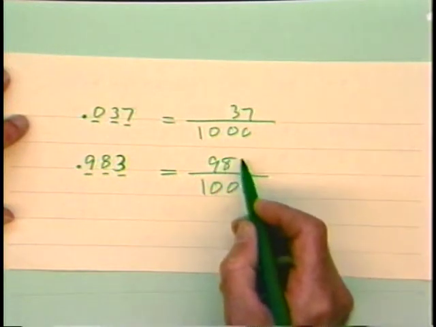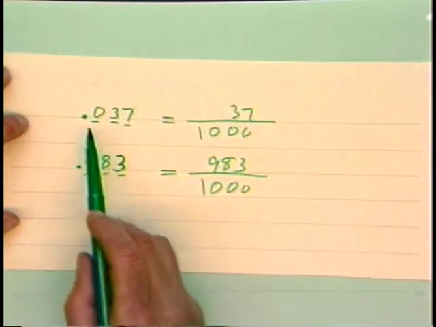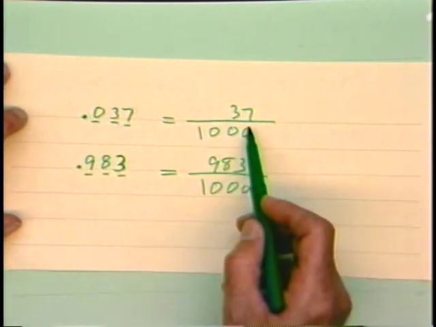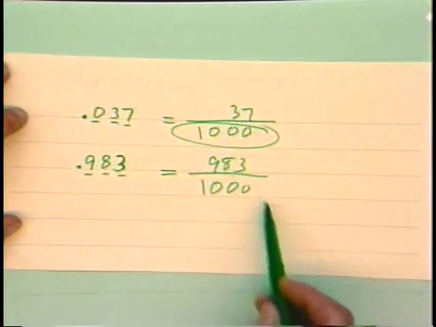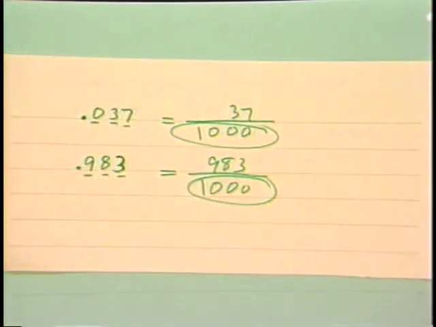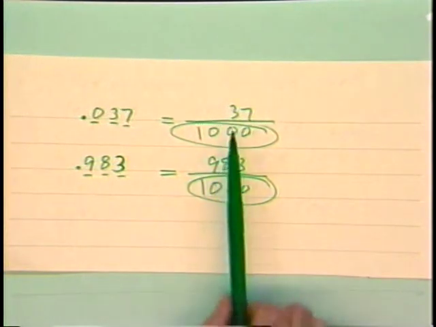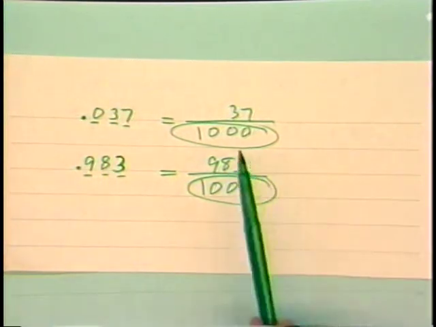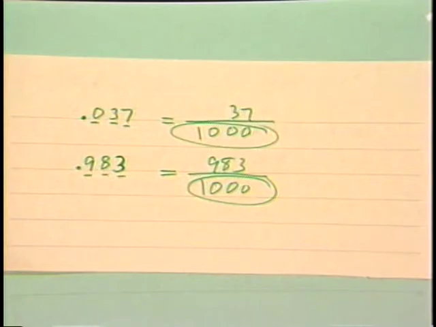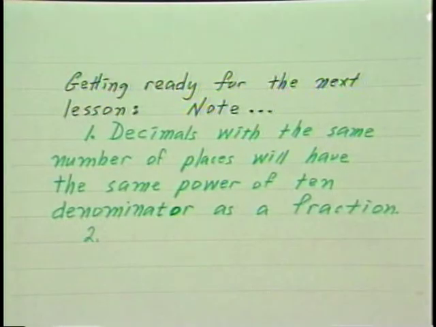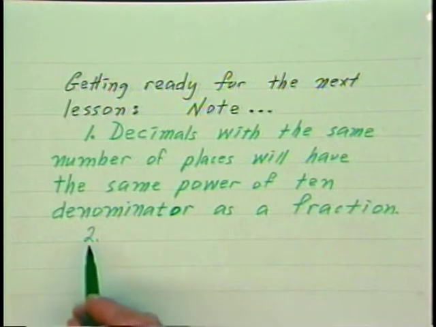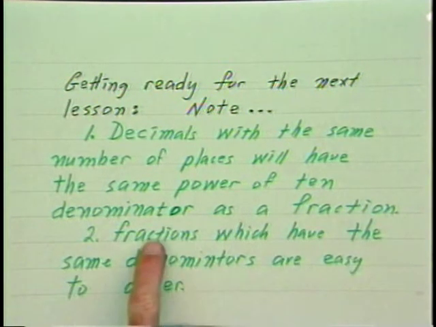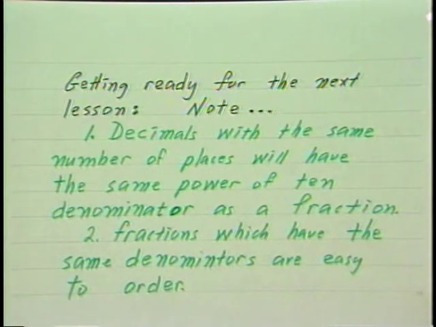So the point we wish to make at this moment is if the number of places are the same, before we reduce, the fractional denominators will be precisely the same. So there is a correlation between the sameness of these and the sameness of the number of decimal places. Keep that at the back of your mind as we go into the next lesson. Along with that fact, let's add this one. That is that fractions which have the same denominators are easy to order.